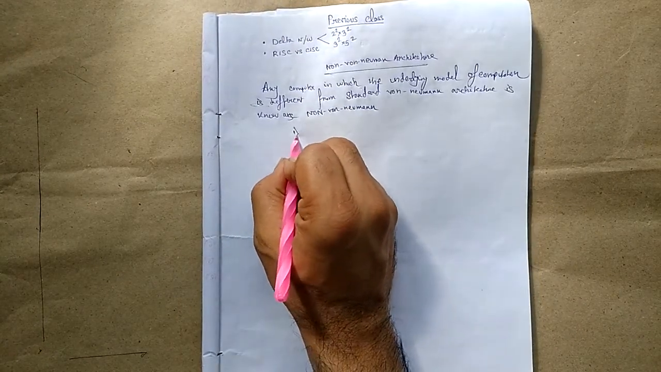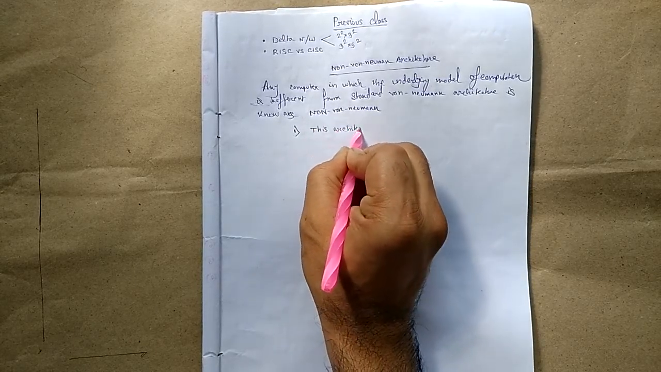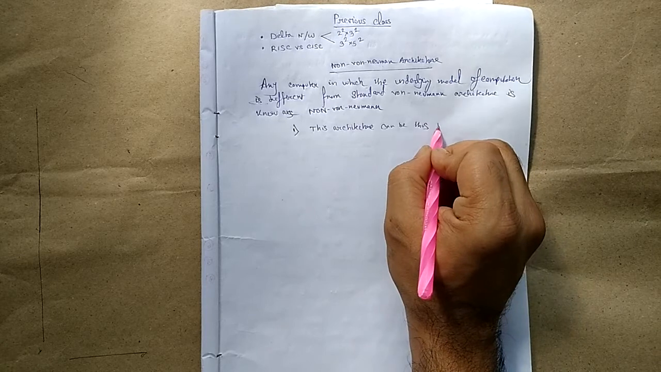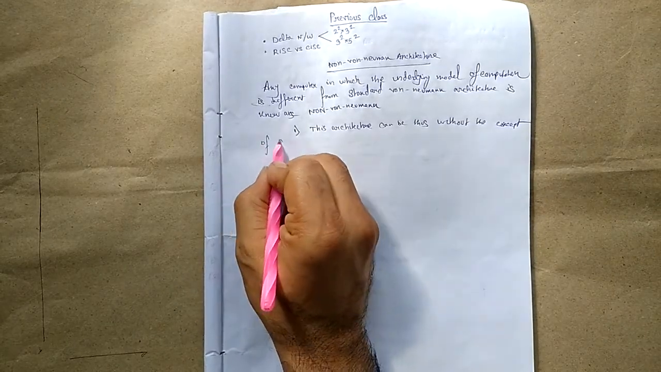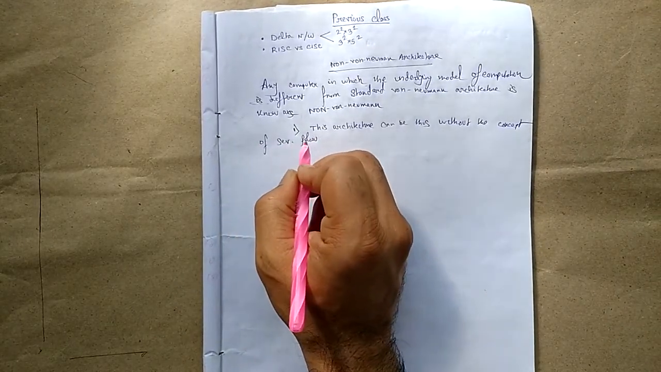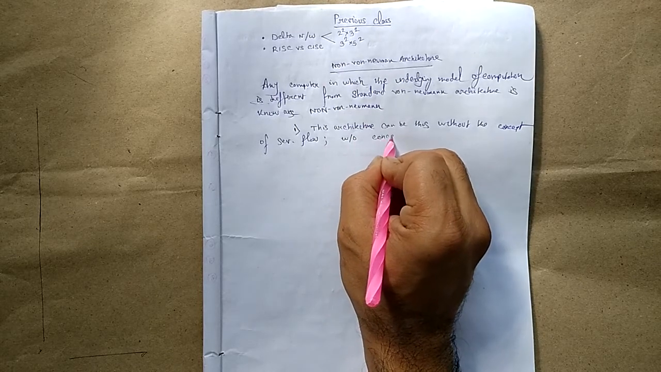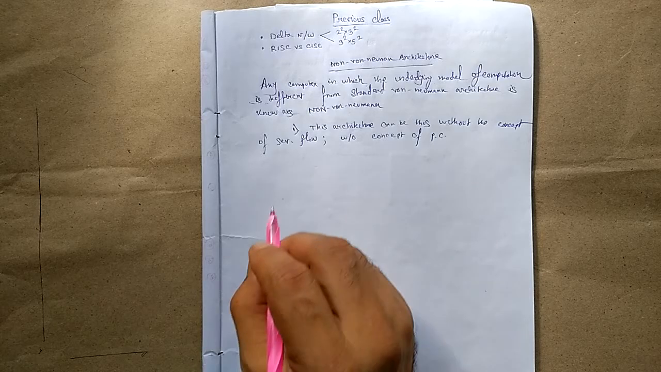So, if we make it a point, point number one will be this architecture can be built without the concept of sequential flow. Sequential flow means without the concept of a program counter. What was the program counter? The program counter keeps the address of the next instruction to be executed. So, a non-von Neumann architecture will be without the concept of a program counter.